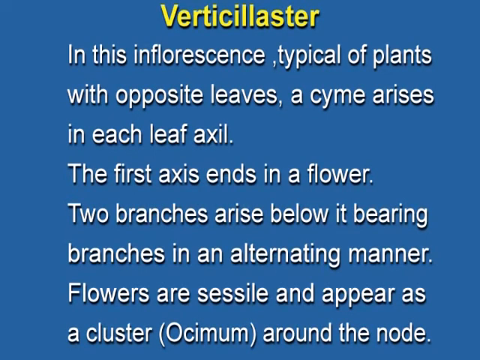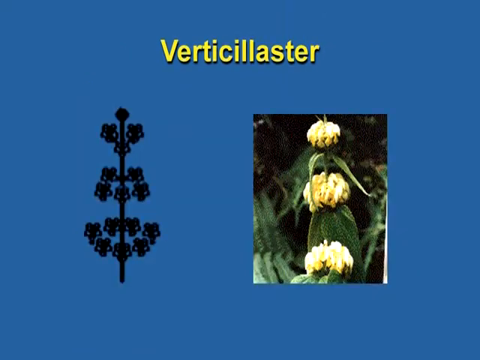Flowers in the verticillaster inflorescence are sessile. Sessile means they are without stalk and appear as a cluster. That means they are present in a group around the node. Ocimum is the example of verticillaster inflorescence. Now we see in the slide, this is the verticillaster inflorescence.